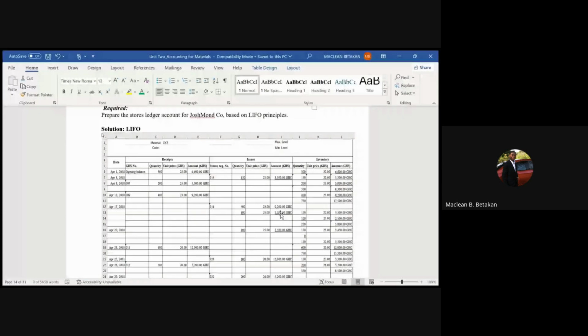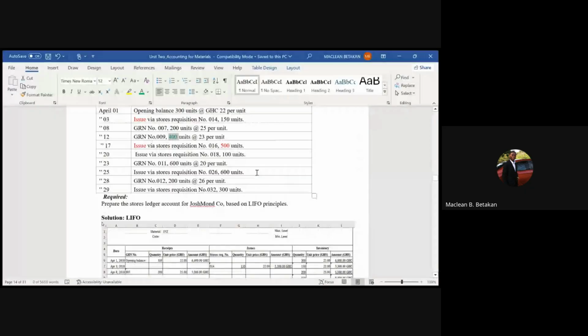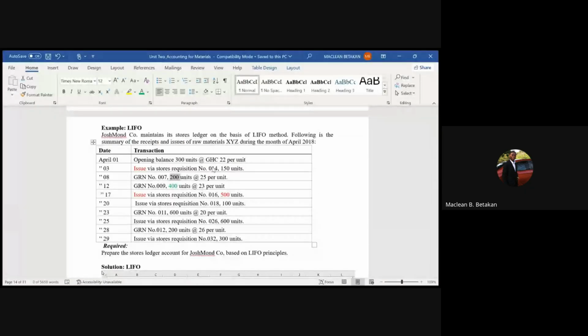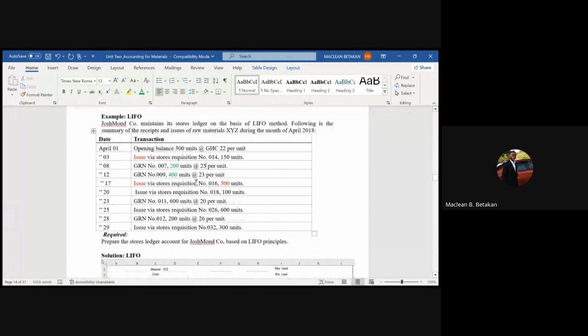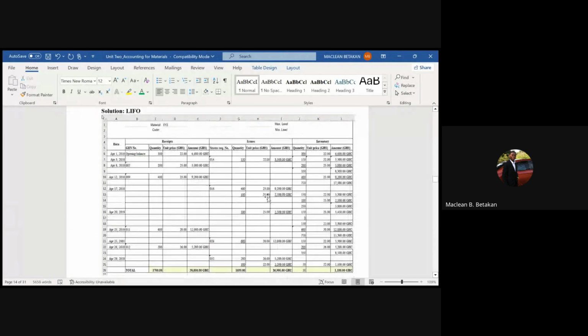And the 100 units is going to be taken from the next last transaction, which is valued at 25 cedis. We are taking 100 units from the 200 units. So you value 100 units at 25 cedis, and then you get 2,500. So 400 plus 100, 500 units is gone. Out of 650, we are left with 150, and then the amount is going to be 150.